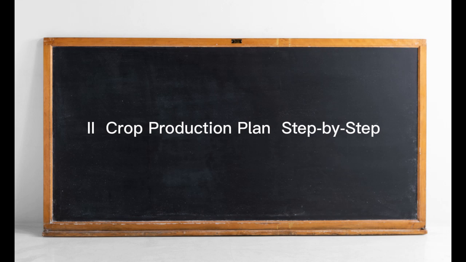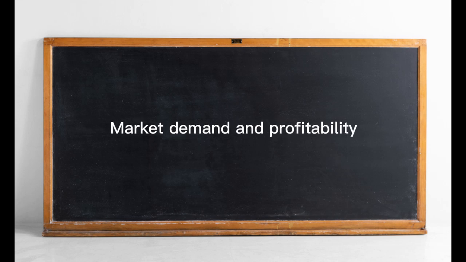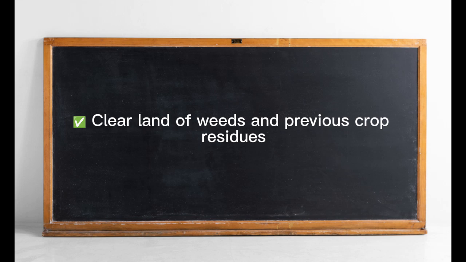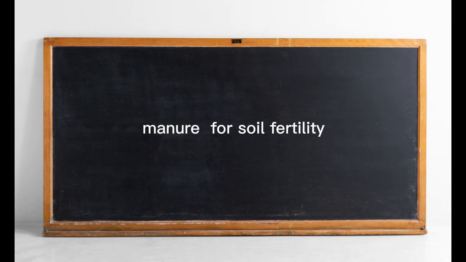2. Crop production plan. Step 1: Crop selection. Choose crops based on climate conditions, soil type and fertility, market demand, and profitability. Step 2: Land preparation. Clear land of weeds and previous crop residues. Plow, harrow, and level the land for better seedbed preparation. Apply organic matter for soil fertility.